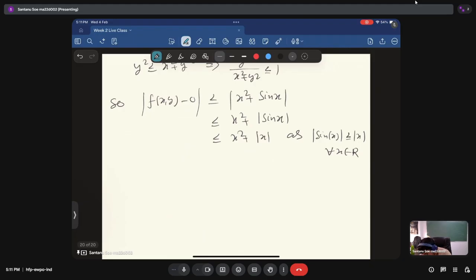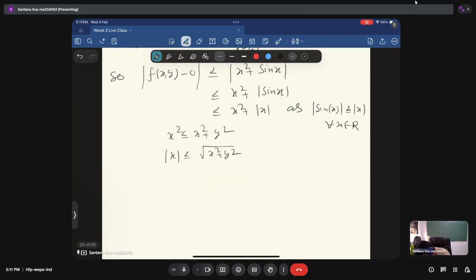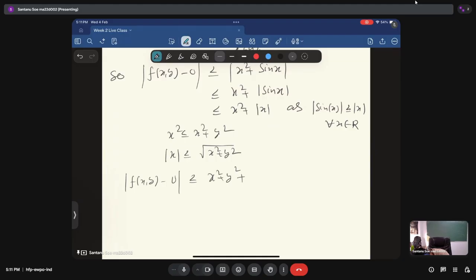Correct. So now we have to show that this is less than epsilon whenever square root of x square plus y square is less than delta. So now see that x square is less than or equal to x square plus y square, and |x| is less than or equal to square root of x square plus y square. So |f(x,y) minus 0| will be less than or equal to x square plus y square plus square root of x square plus y square. So from here we have to show that this term on the left-hand side is less than epsilon whenever square root of x square plus y square is less than delta.